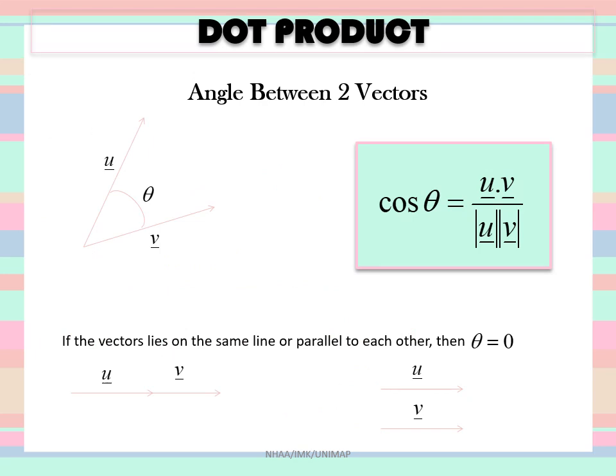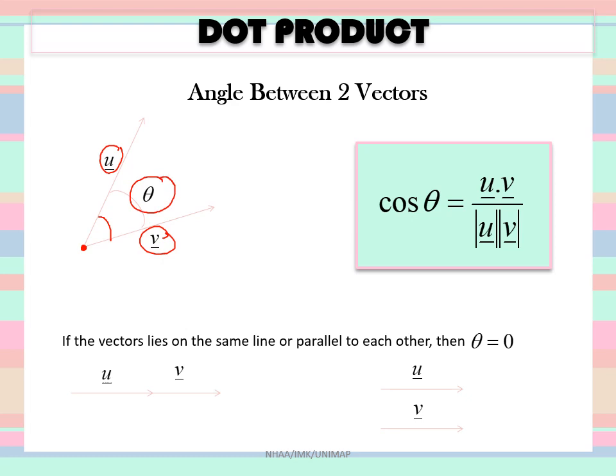One of the applications of the dot product is to find the angle between two vectors. Let's say you have vector v and vector u here, and they are connected to each other by their initial point. In this position, they will create an angle that we denote as theta.